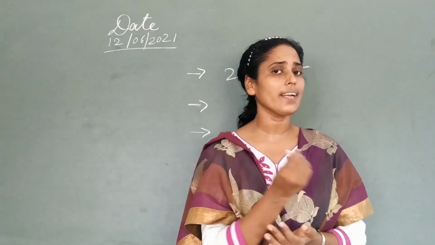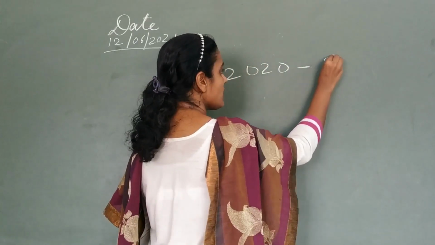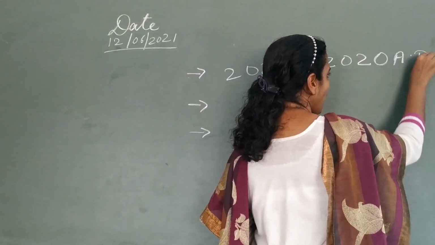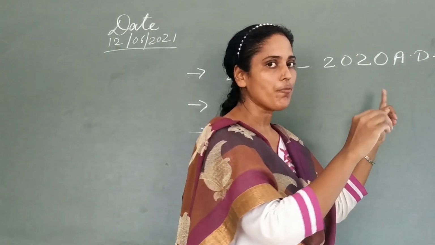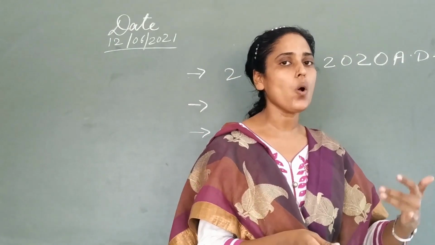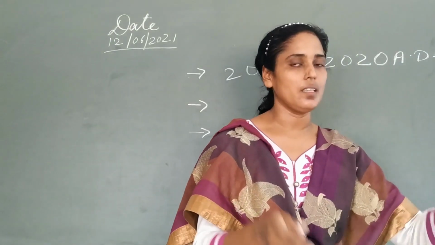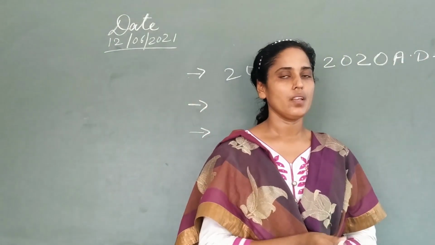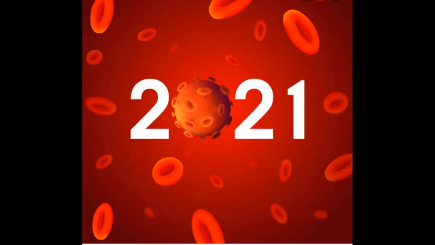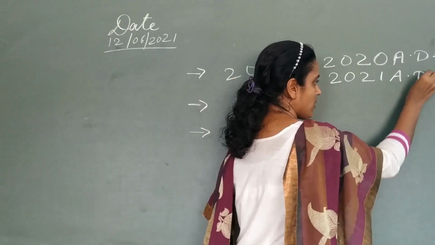So students, what do you write there? You will write 2020 AD. Why? Because all these things happen after the birth of Christ. It's in the present. Now we are undergoing this pandemic. So 2020 AD. The best example is COVID-19. Presently, 2021, same. 2021 AD, still we are undergoing this pandemic. So here also 2021 AD.